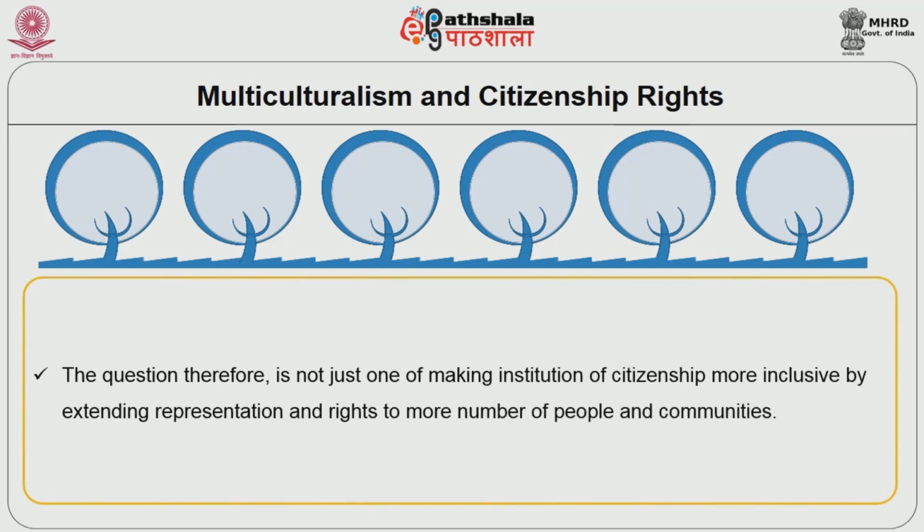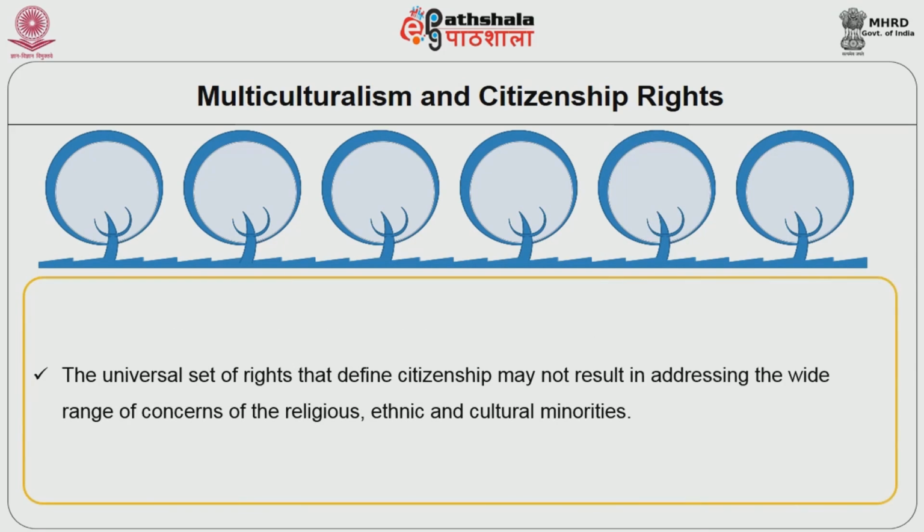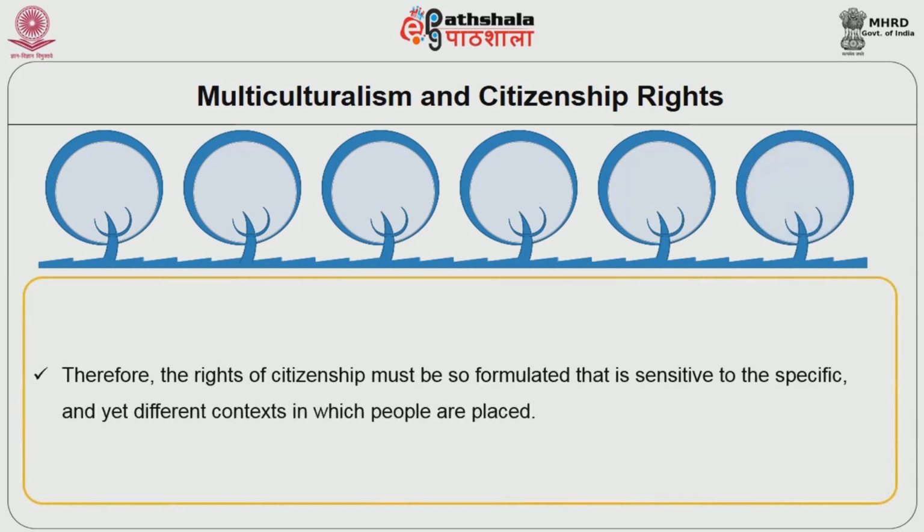The question, therefore, is not just one of making institution of citizenship more inclusive by extending representation and rights to more number of people and communities. It is also one concerning the terms and conditions on which diverse people and communities are sought to be accommodated within the national mainstream. The universal set of rights that define citizenship may not result in addressing the wide range of concerns of the religious, ethnic and cultural minorities. Therefore, the rights of citizenship must be so formulated that is sensitive to the specific and yet different context in which people are placed.